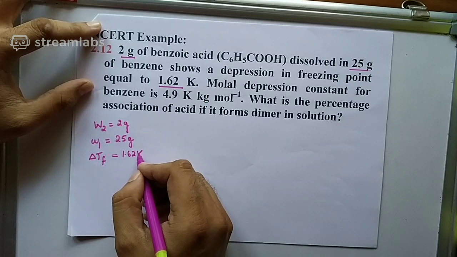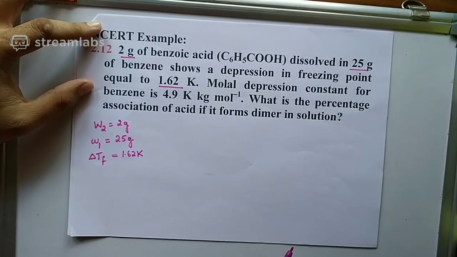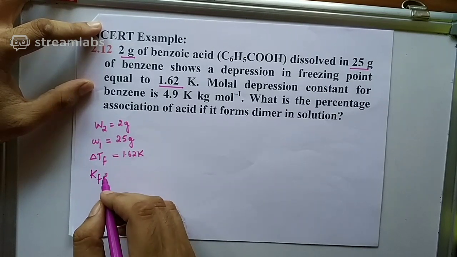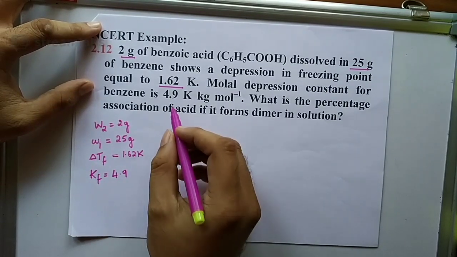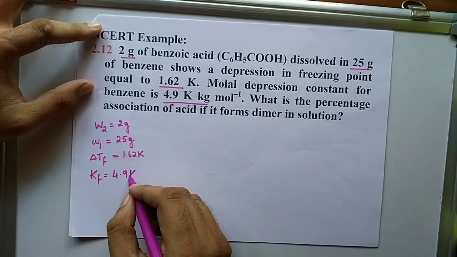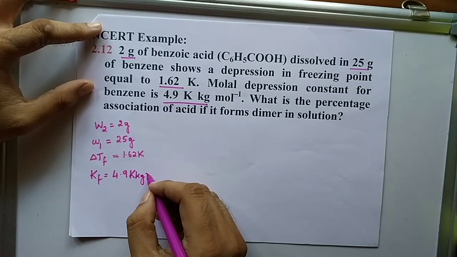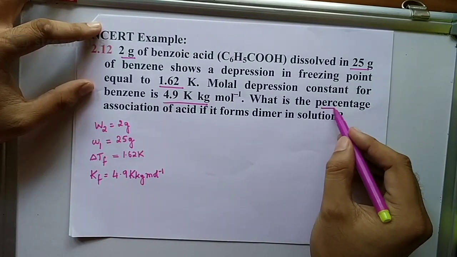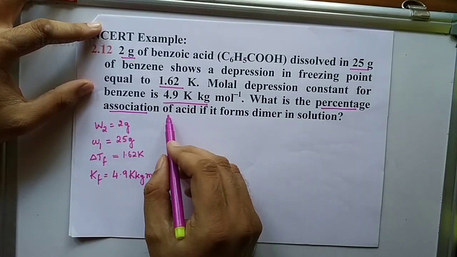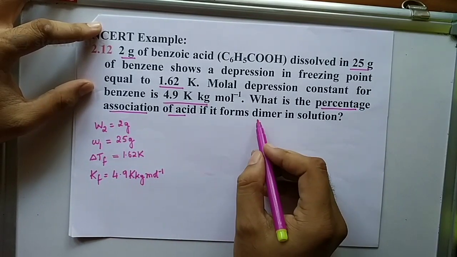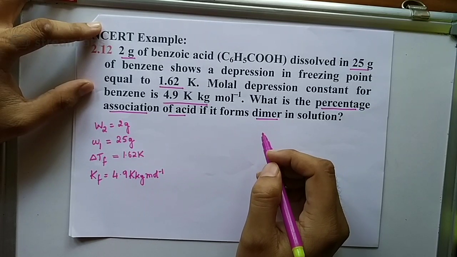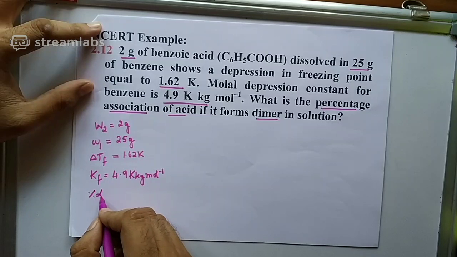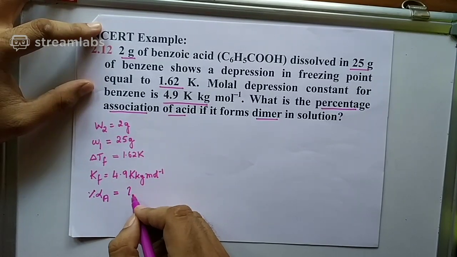1.62 Kelvin. Molar depression constant for benzene is, they have given Kf is equal to 4.9 Kelvin kg per mole. What is the percentage of association of the acid if it forms a dimer? If it is going to form a dimer, they are asking you what is the percentage of association. Percentage of alpha of A is asked.